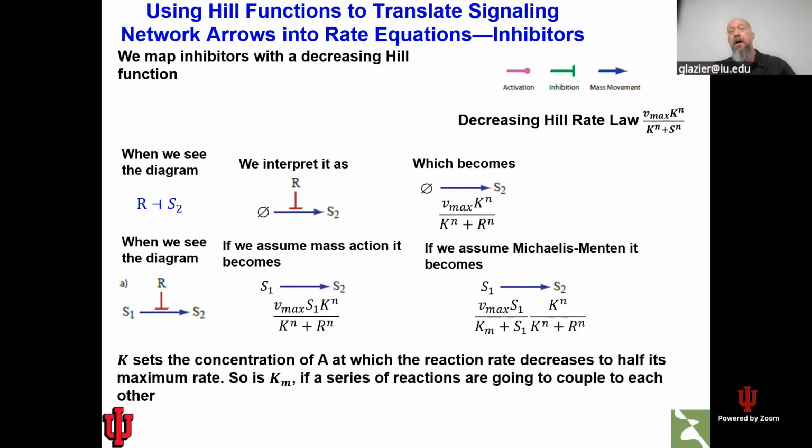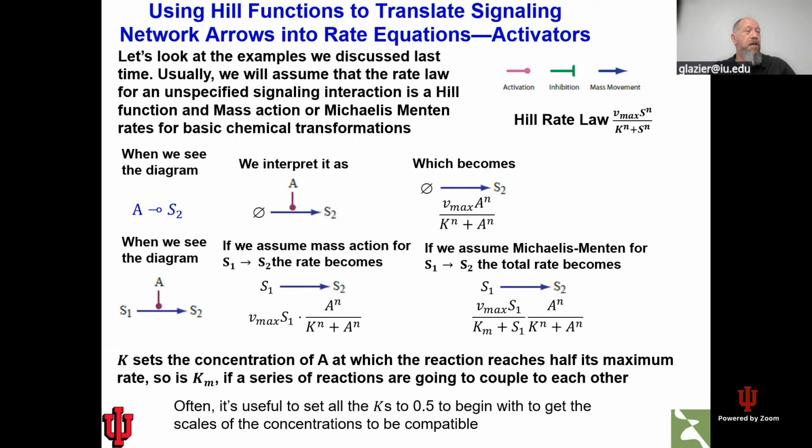So that's what I want. As I increase the amount of R, I get less. If I do the activator version, it looks exactly the same. The unregulated reaction is Vmax S1 times A to the N over K to the N plus A to the N. If I have no A, I don't produce any S2. If I have a lot of A, I produce Vmax times S1.